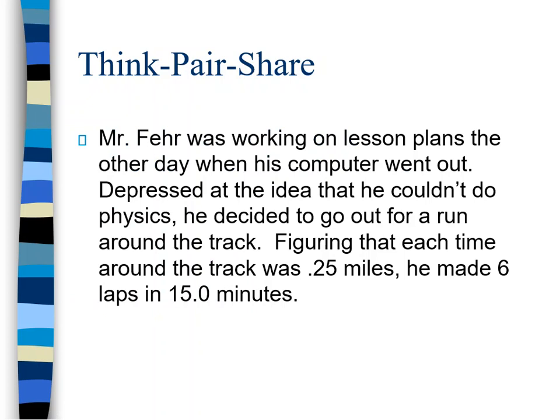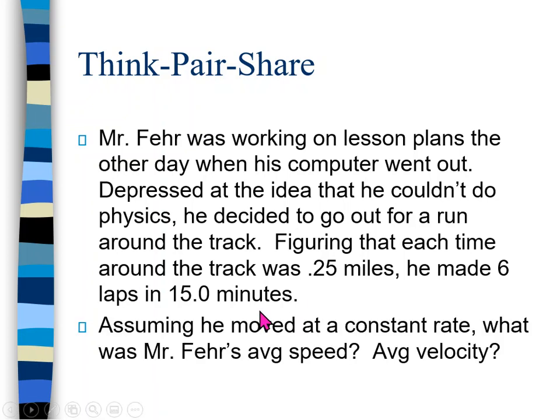Figuring that each time around the track was 0.25 miles, he made 6 laps in 15 minutes. And I'd be happy to be going that fast. I don't actually run that fast. So I'm sure some of you are like, oh, that's no big deal, Fair. But assuming he moved at a constant rate, what was Fair's average speed and what was his average velocity? So go ahead and crunch those numbers.